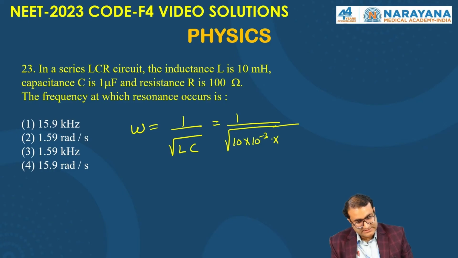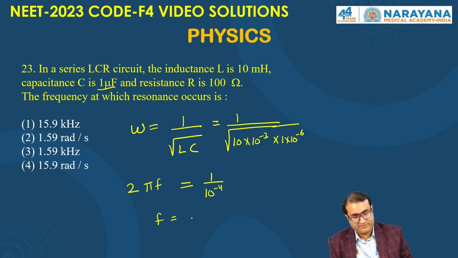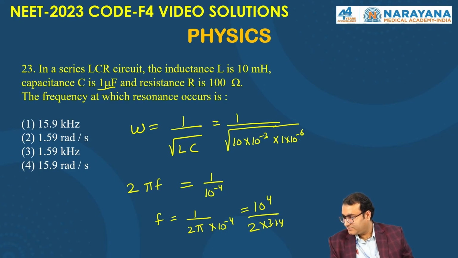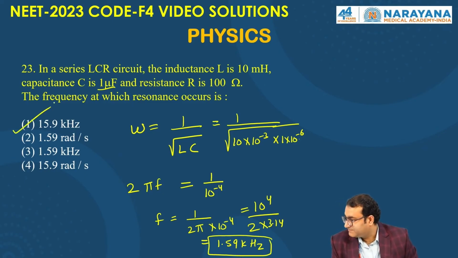into C, which is 1 microfarad, it is 1 into 10 power minus 6. This is 1 by under root of 10 power minus 9 into 10, which is 10 power minus 8, it is 10 power 4 radians per second. So it is not any of the options, so put it equal to 2 pi f. F is equal to 1 by 2 pi into 10 power 4, which is 10 power 4 by 2 into 3.14. So it will come out to be 1.59 kilohertz as the answer. Sorry, third option is correct for question number 23.